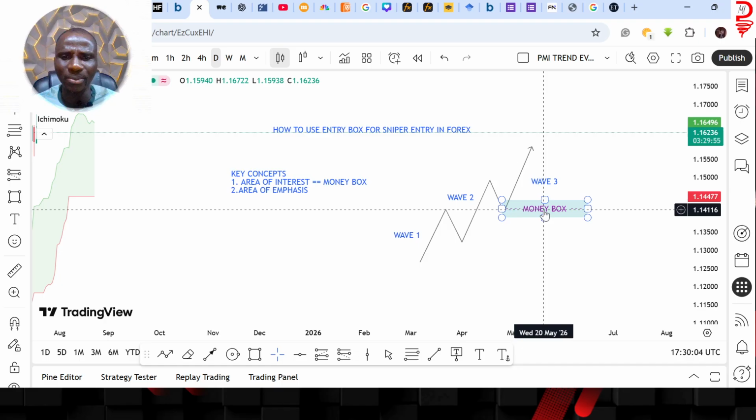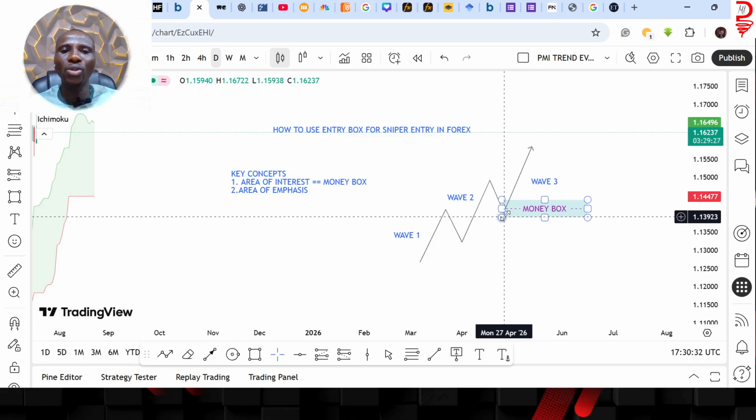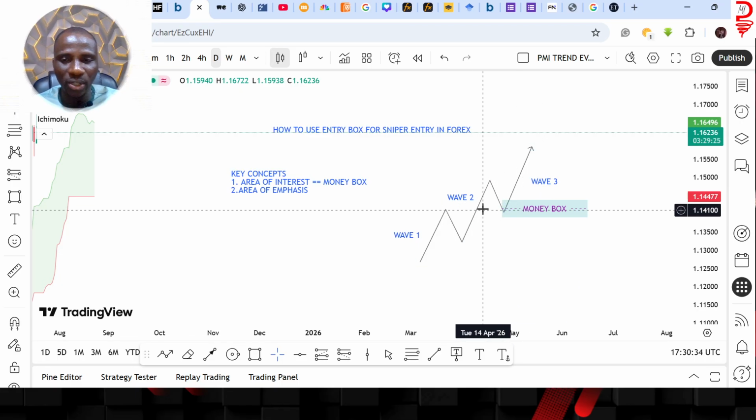Are you getting it now? So within the money box, there is usually an area of emphasis, and this is the last candle at the origin of an impulse wave within the money box that breaks a structure. Let me repeat that. The last candle at the origin of an impulse wave that breaks a structure within the money box. I'm still going to show you in the chart so that you will understand.